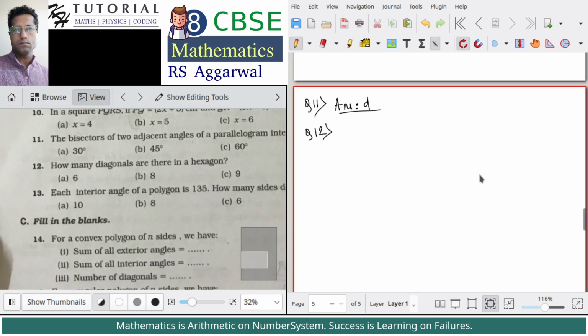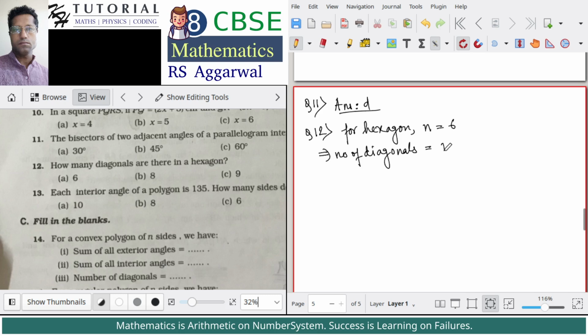Question number 12. How many diagonals are there in a hexagon? For a hexagon, we know n, the number of sides, is 6. We know that for a polygon of n sides, the number of diagonals is equal to n into n minus 3, whole divided by 2. This is the formula for finding the number of diagonals in a polygon of n sides.